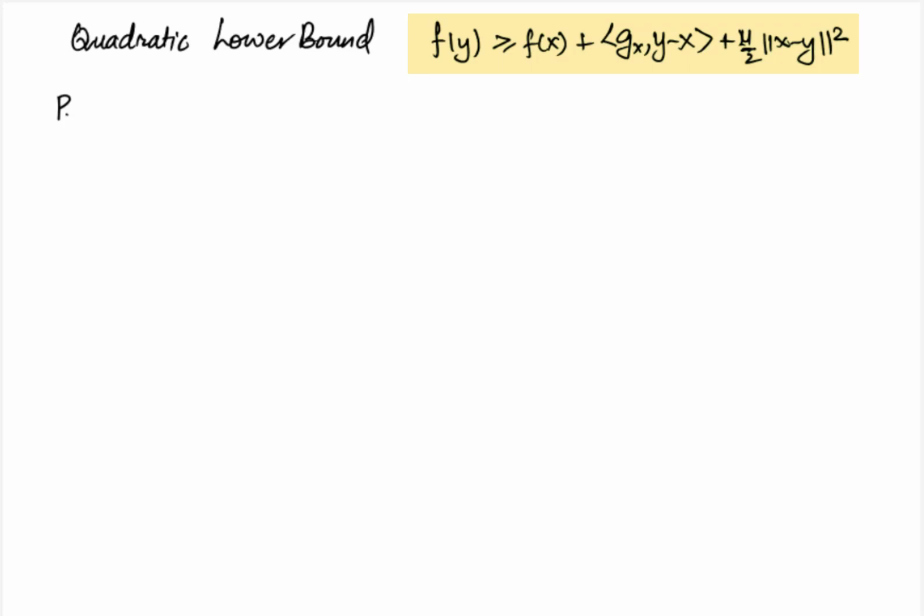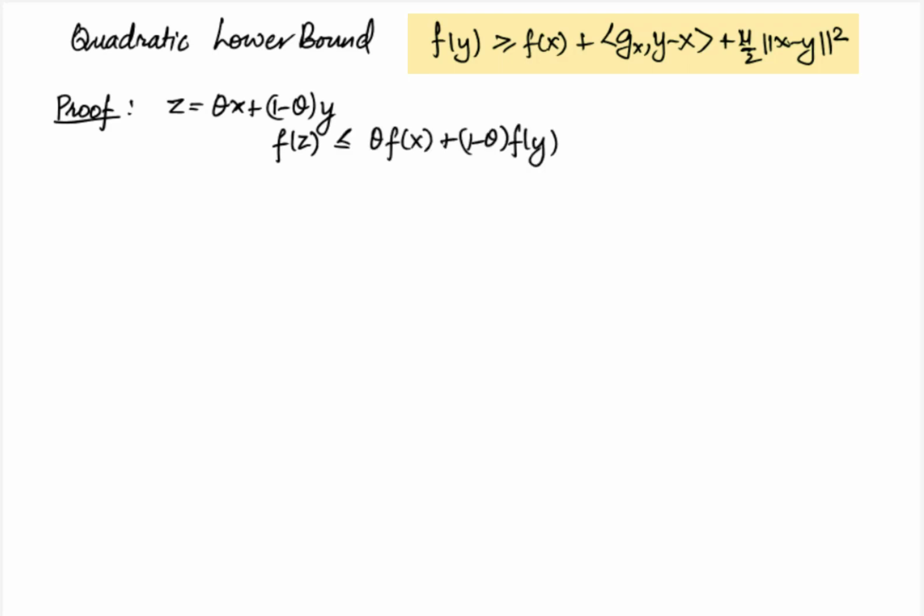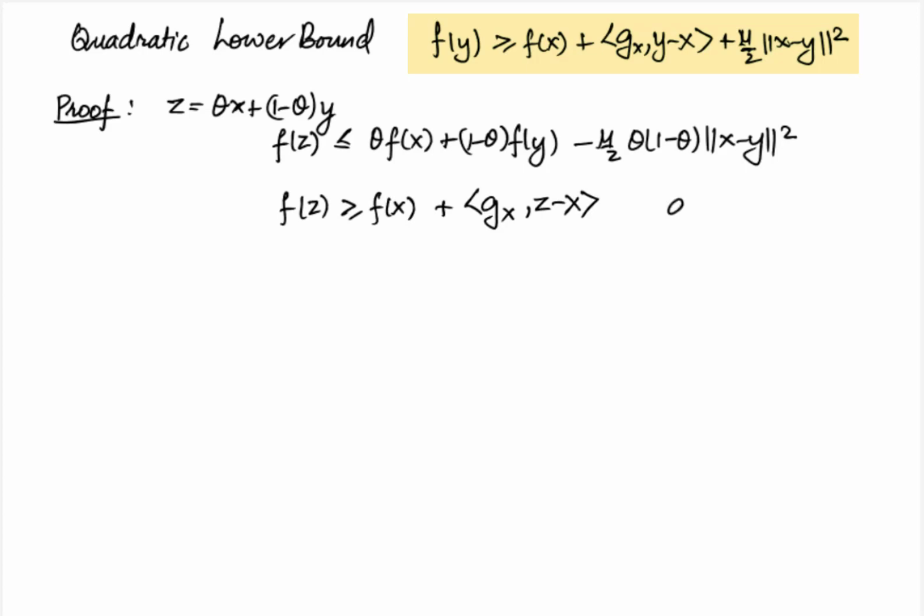Let us derive the quadratic lower bound condition. To do this, let us write down the zeroth order condition for z equal to theta x plus 1 minus theta y, so as to obtain f of z less than or equal to theta f of x plus 1 minus theta f of y minus mu by 2 theta times 1 minus theta times norm of x minus y squared. Next, we invoke the definition of the subgradient, which says that f of z is greater than or equal to f of x plus inner product of g of x comma z minus x, where g of x is a subgradient of f at x.